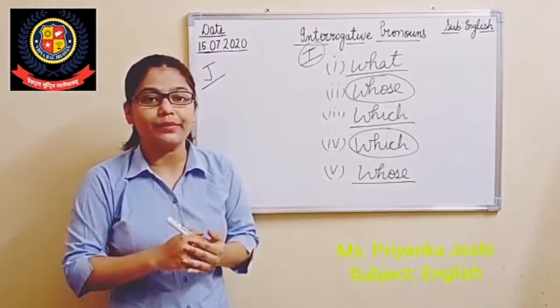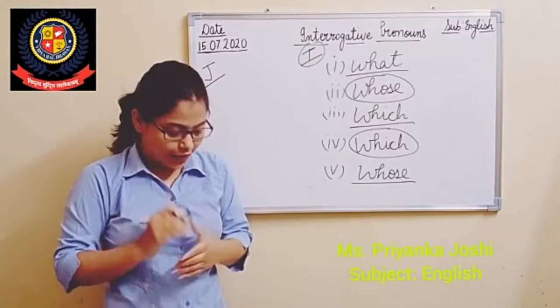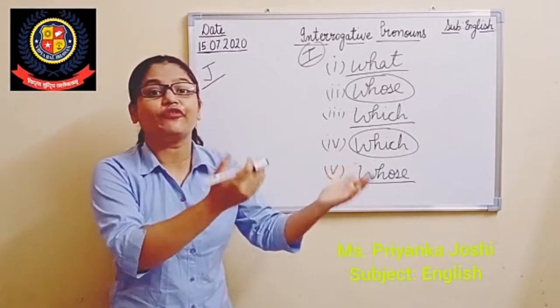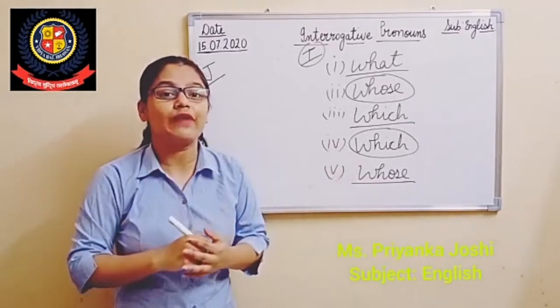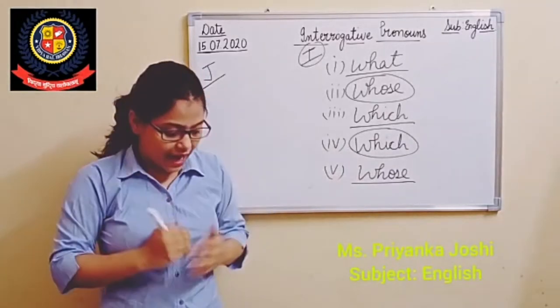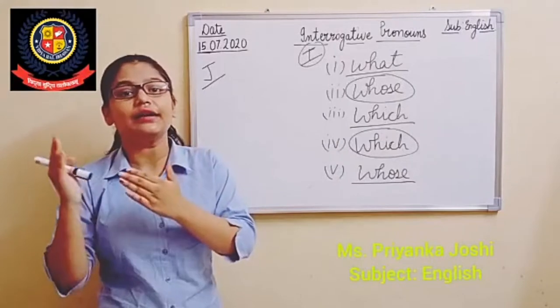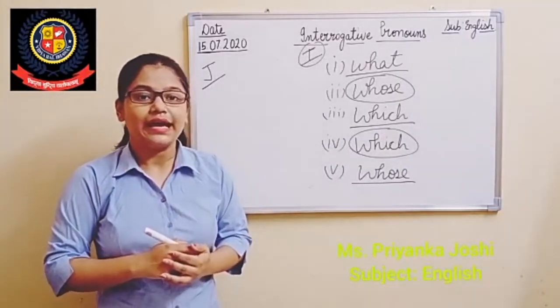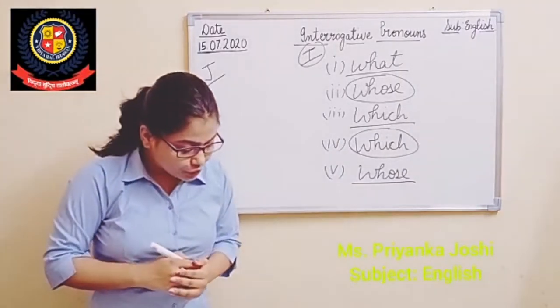So students, you tell me what question I can frame. I will say, who left the fridge open? Write it down fast. Who left the fridge open? And you will get the answer, Ajit's brother left the fridge open. Is it clear?